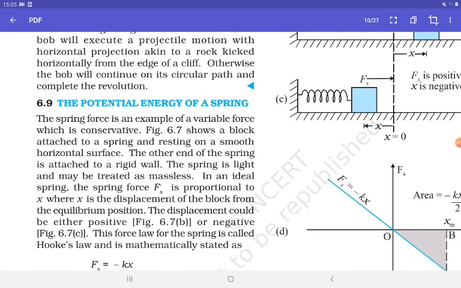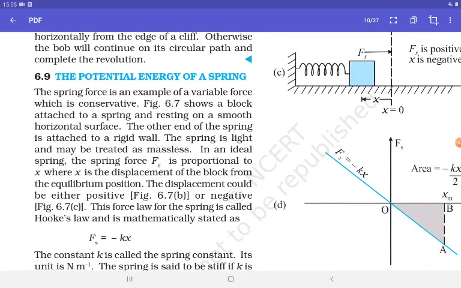Figure 6.7 shows a block attached to a spring and resting on a smooth horizontal surface. The other end of the spring is attached to a rigid wall. The spring is light and may be treated as massless. In an ideal spring, the spring force Fs is proportional to x, where x is the displacement of the block from the equilibrium position. The displacement could be either positive or negative.